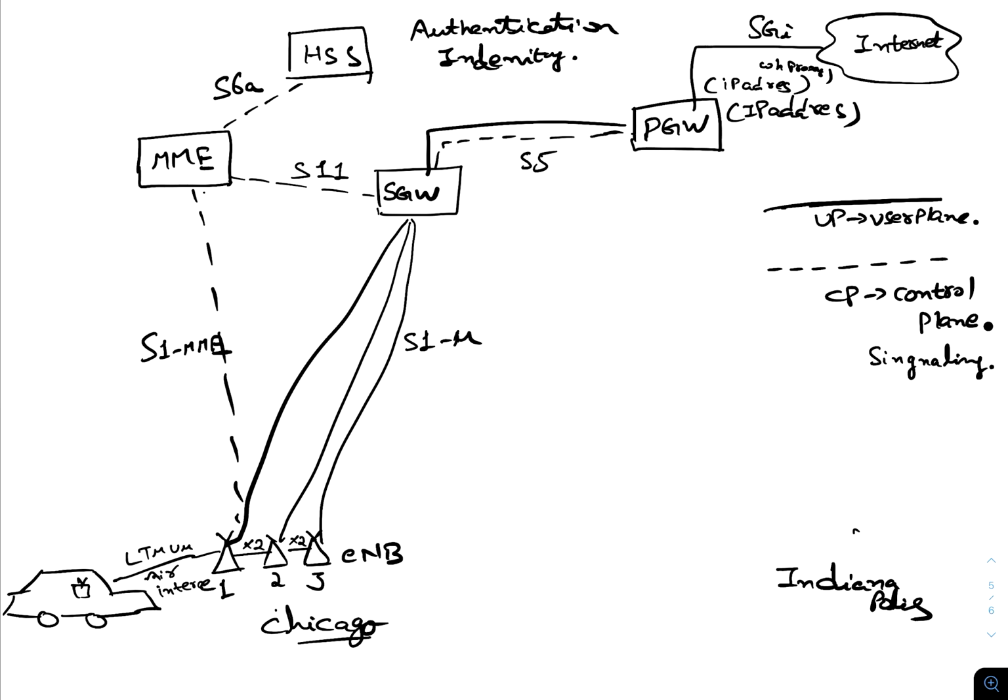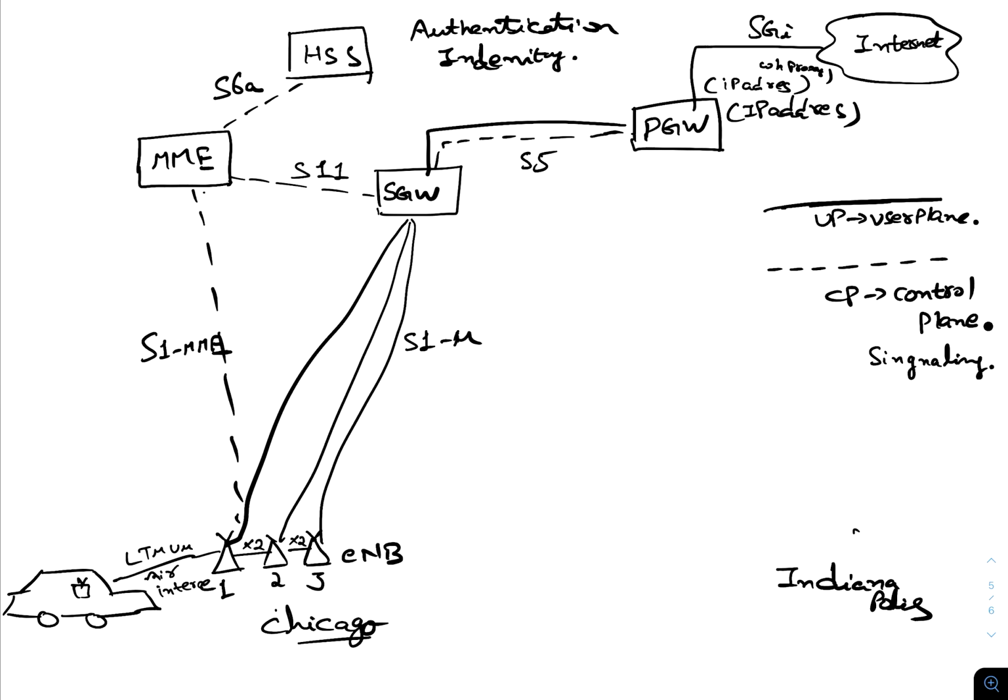So I hope you understood the difference between UP and CP, control plane and the user plane, and how the data packet travels from the internet all the way to your device using different interfaces. The UP interfaces, user plane interfaces, are SGi, S1U, and then LTE-Uu, the air interface. And the signaling part is S6a, S11, S1-MME, and Gx.